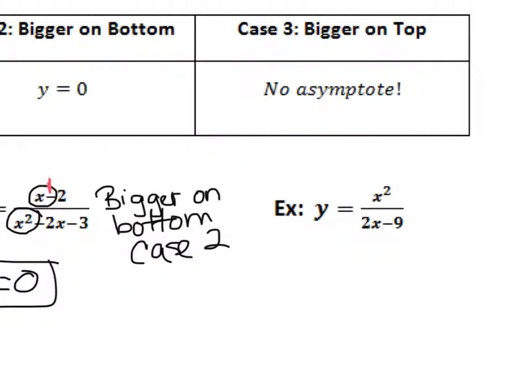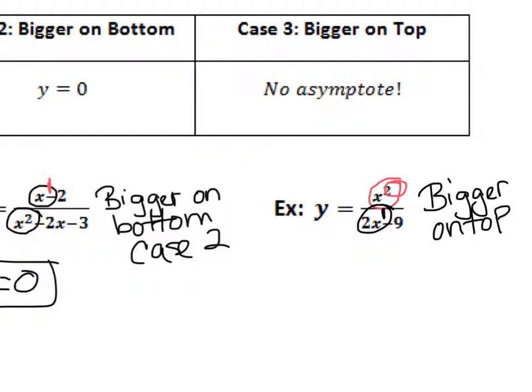Example 3. So if I look at our numerator, we have x squared. So that has a degree of 2. Denominator, we only have 2x, and that has an invisible exponent of 1. So I've got a 2 on top and a 1 on the bottom, so it's bigger on top. So we're looking at case 3. And case 3 says whenever the degree is bigger on top, the answer is simply no asymptote.